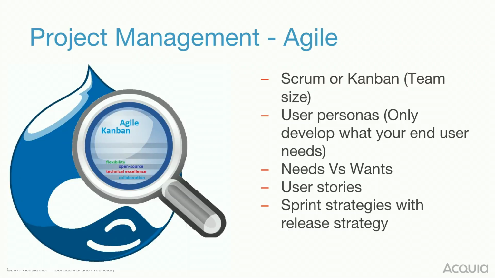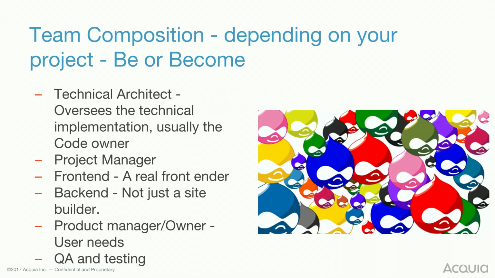Develop with user stories and make sure they're good user stories: small, specific, testable, all the characteristics. And make sure your sprint strategy goes hand in hand with your release strategy. Do I release every sprint? Do I release every 2 sprints? Have something defined. On the team composition, ideally, depending on your project, this is a be or become, because I have something there that has caused some loves in the past, and you'll see.